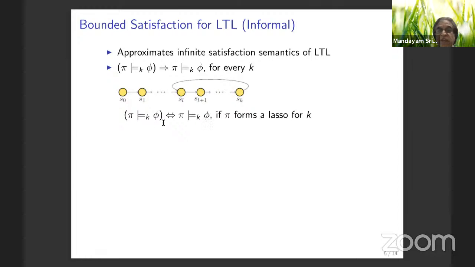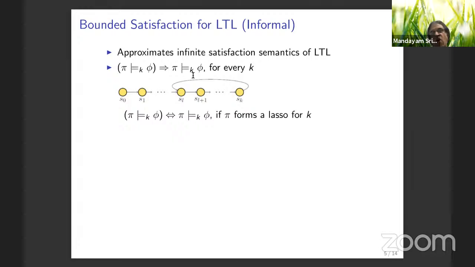Okay, that is when it is bounded satisfaction, if and only if. This, once again, is a mistake. This k on the right side should not be there. That is infinite satisfaction. Okay, so that's a mistake. So that's how we will define it.